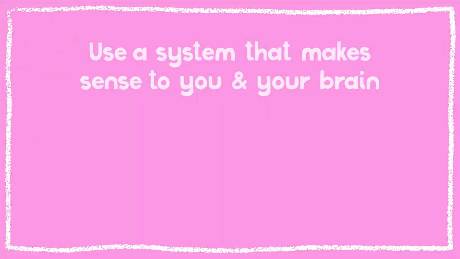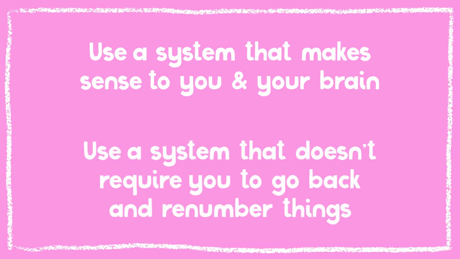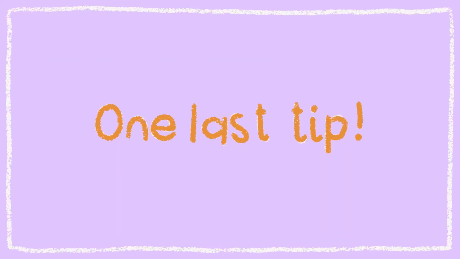So as I said, this is the system that I personally use. I'm sure everyone has their own way of doing it, so feel free to absorb parts you like and leave the rest behind. The main thing is to use a system that makes sense to you, your brain, your way of thinking, and that doesn't require you to ever have to go back and renumber things when you want to go back and add stuff into old collections.